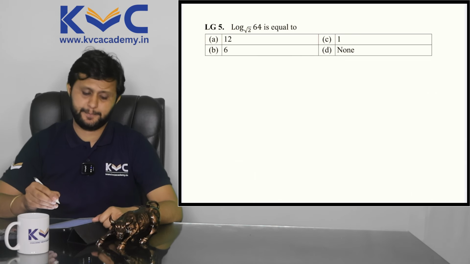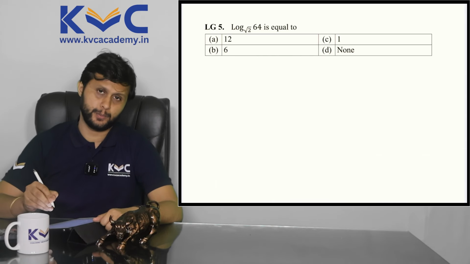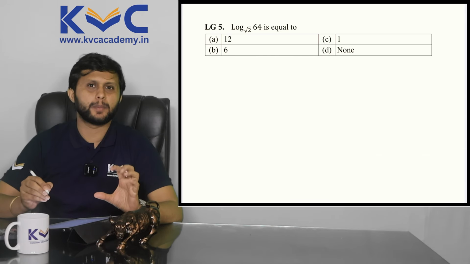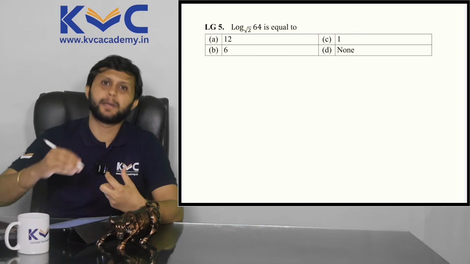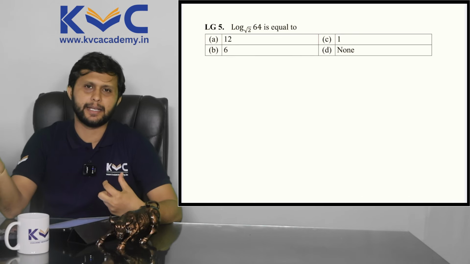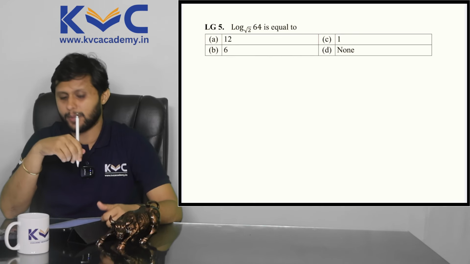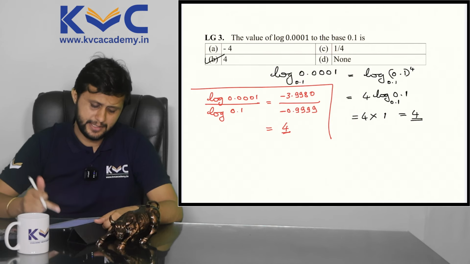Question number 5. Logarithm of 64 to the base root 2. So if you use the regular normal method, we would have to express 64 as root 2 to the power something. Because then we can use that log m to the power n and get the answer. Like I told you in that one problem where I solved it in both the methods. Let me just take you back over there. Yes, here, this problem. Correct?